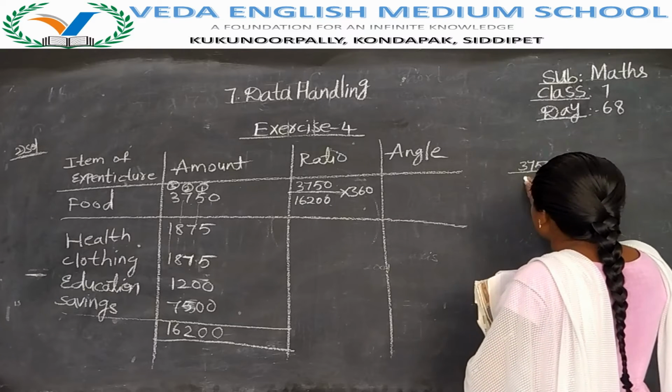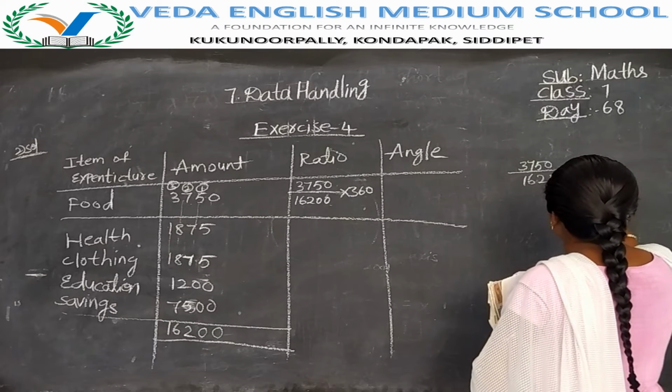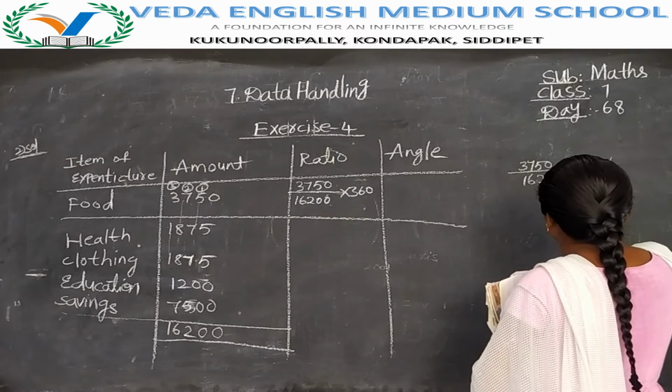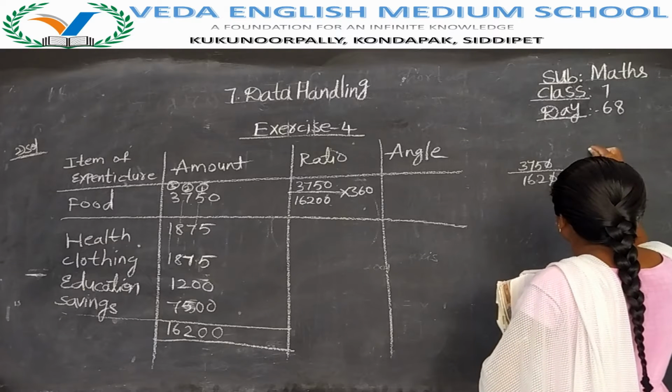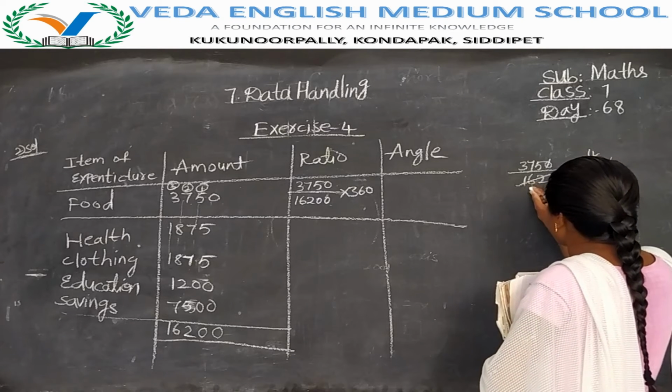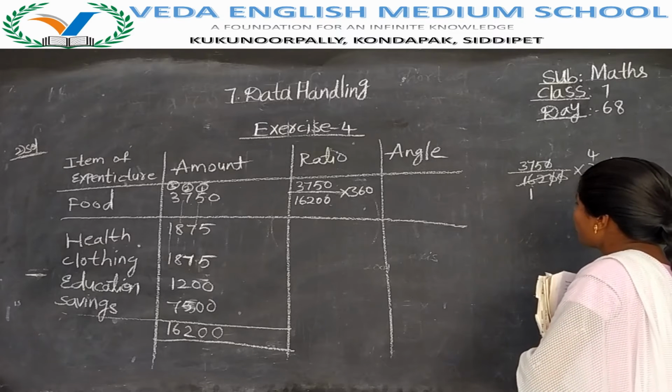So by cutting this, how much will we get? Check here: 3,750 by 16,200 into 360. 0, 0 gets cancelled. 0, 0 gets cancelled. Now 9 4s are 36, 9 1s are 9. Out of 16, 9 has completed. How many will be left?